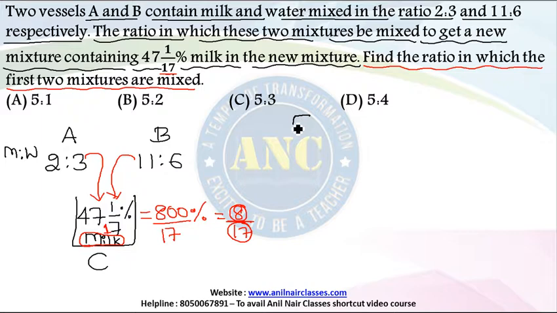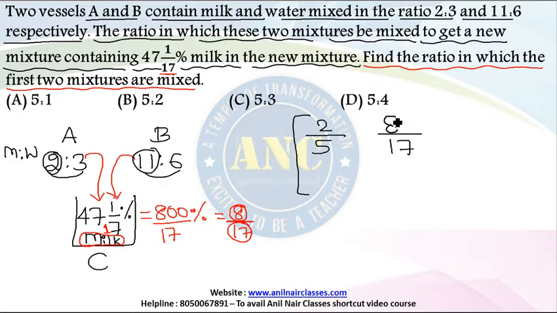Now, if I combine everything, out of total 2 plus 3, 5 liters, 2 liters belongs to milk in vessel A. Out of total 11 plus 6, 17 liters, 11 liters belongs to milk in vessel B. Similarly, out of total 17 liters in vessel C, 8 liters belongs to milk in vessel C. I am sorry, for vessel B out of total 11 plus 6, 17, 11 liters belongs to milk, not 8 liters. So it is 11 by 17.